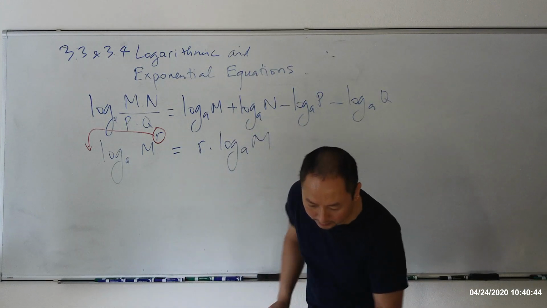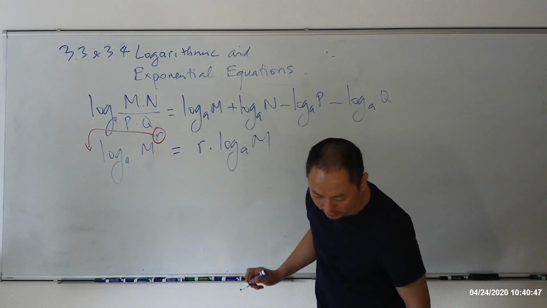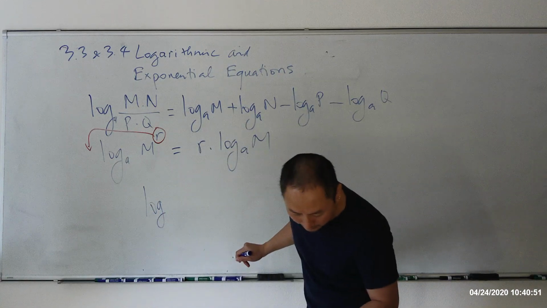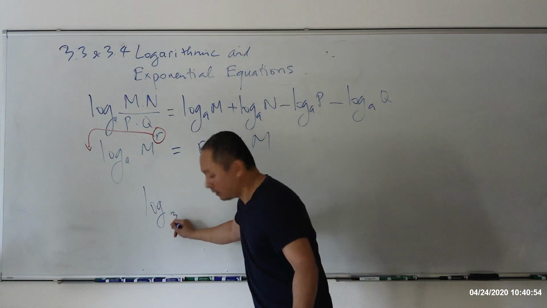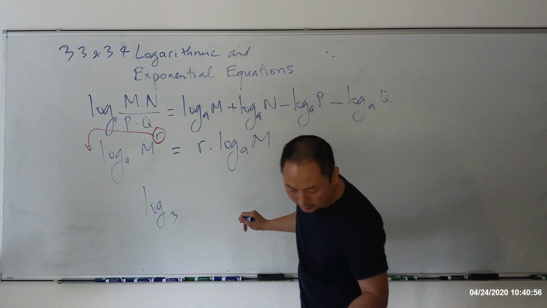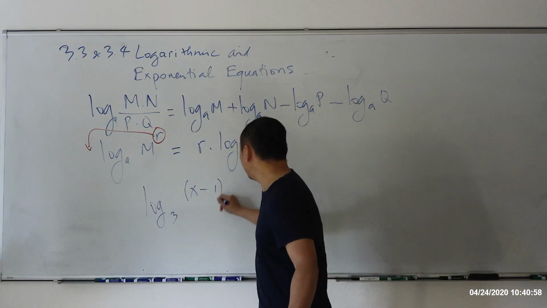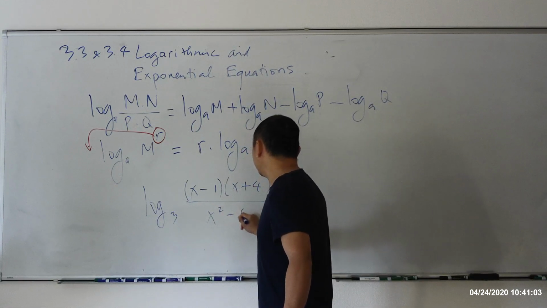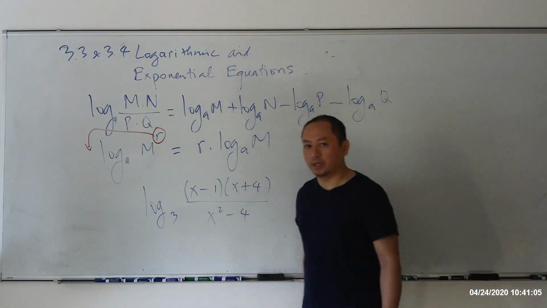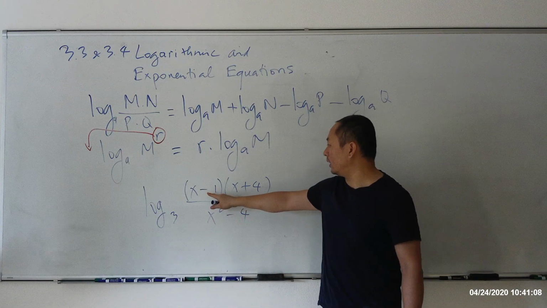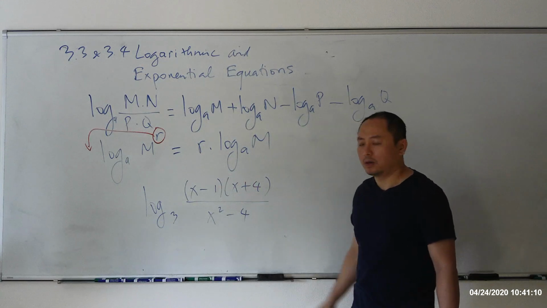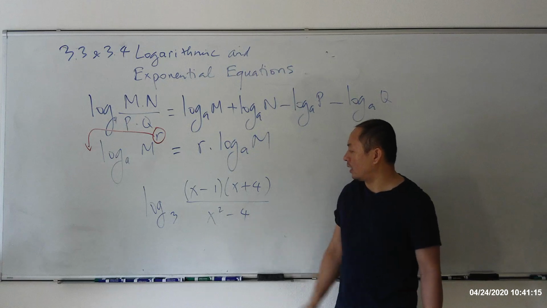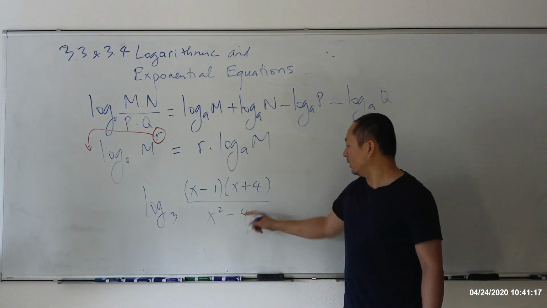Just look at the book. Alright, so I see this. Log base 3 of x minus 1, x plus 4 over x squared minus 4. So base 3 is good, right? On the top you got two linear factors, x minus 1 and x plus 4. On the bottom you have a quadratic, x squared minus 4. But we see that x squared minus 4 is factorable. So you need to factor this out.